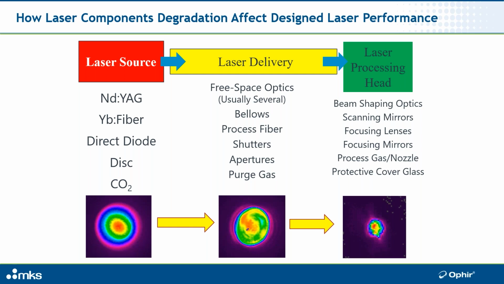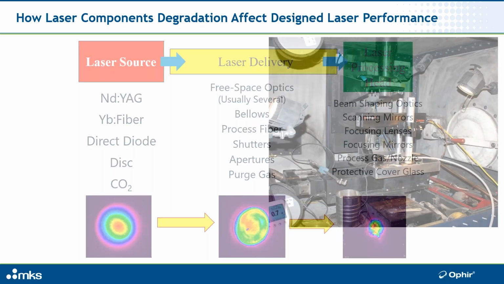So the point that I'm trying to make is that when laser light touches all these laser components, every time it touches something, it has the potential of changing. And understanding how these components will contribute to the change in the laser light is really key to understanding how the overall system is going to be affected with respect to the process.